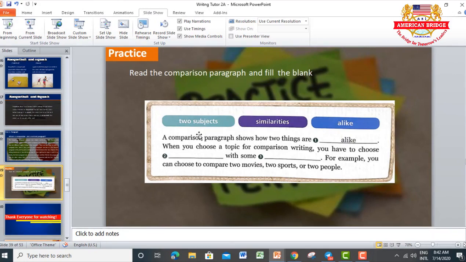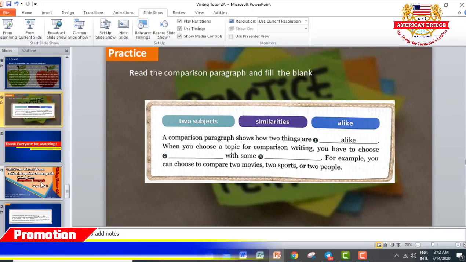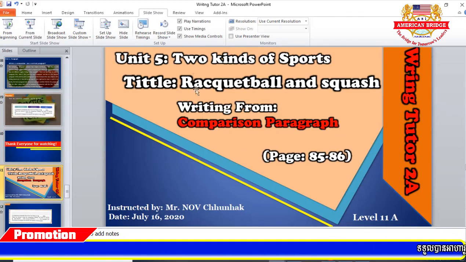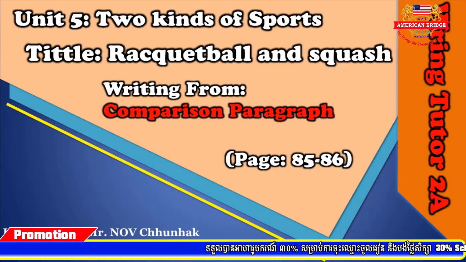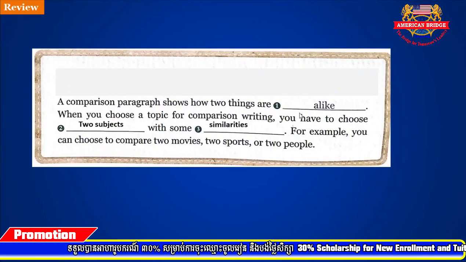Comparison shows the two things are alike. When you choose a topic for comparison writing, you have to choose two subjects with some similarity. For example, you choose to compare two movies, two sports, or two people, right? Okay, everyone, so today you will learn on pages 85 and 86. So this is just the review.